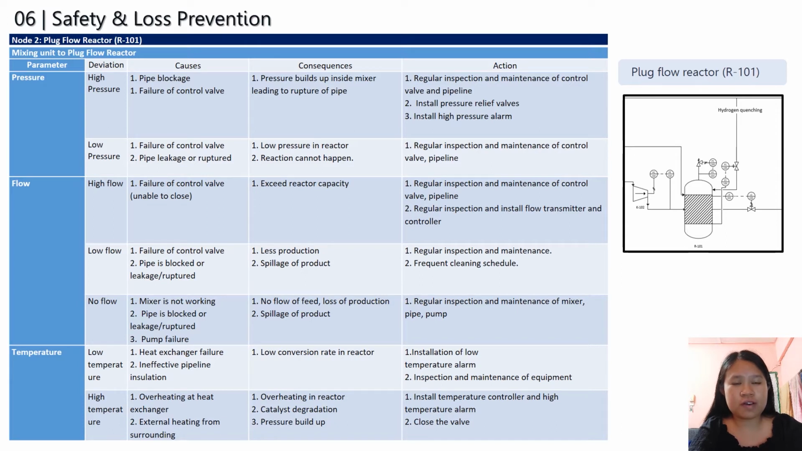pressure relief valve. And for the flow parameter, the causes for high flow could be failure of the control valve, and the causes for low flow could be pipe blockage, pipe leakage, or failure of the control valve. For the parameter of no flow, the causes could be that the mixer is not working, or the pipe is blocked or has leakage, or it could be due to pump failure as well. The proper actions that should be taken are regular inspection, a frequent cleaning schedule, and also installing a flow transmitter controller.